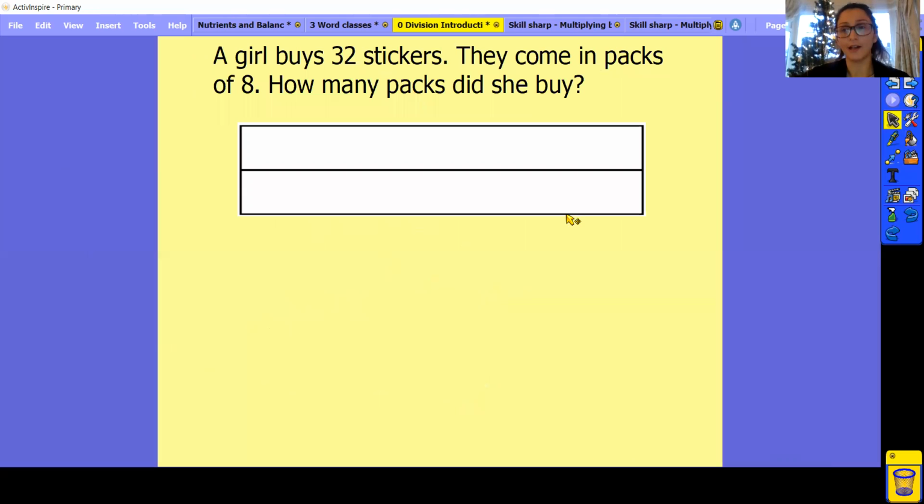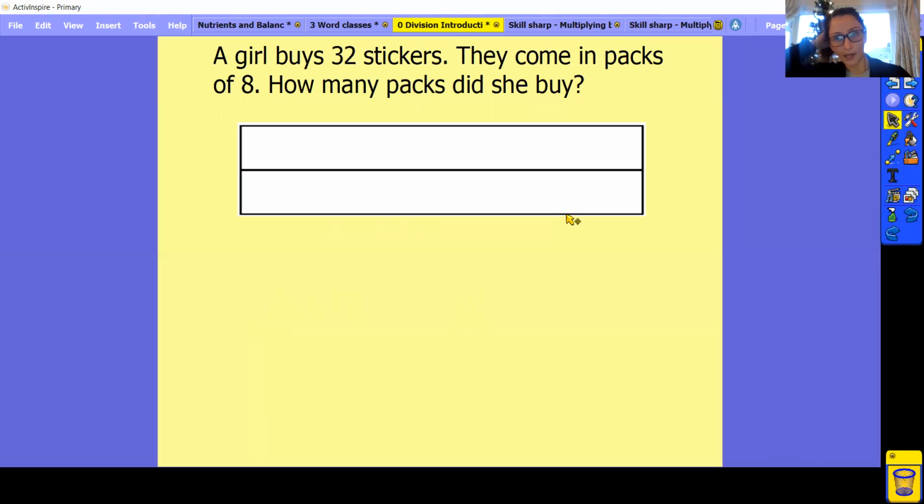So, we have now our next question. A girl buys 32 stickers. They come in packs of 8. How many packs did she buy? Now, if you want to have a go at this by yourself using your bar model, please do so. Have a quick pause.